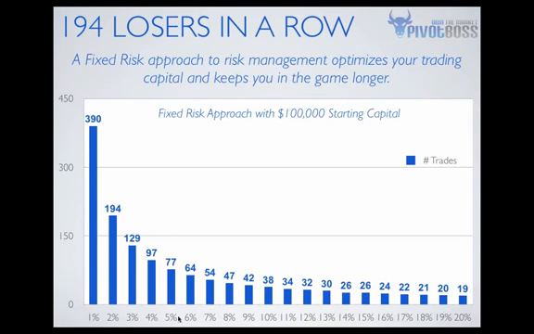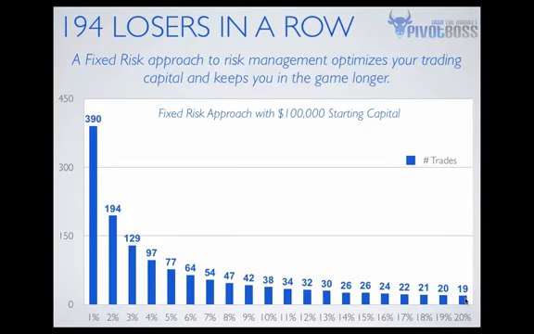5% is a huge amount to risk on one trade. And that drops you down to 77 in a row. Some people, me included at the beginning of my career, I would risk the entire account on one trade, basically, or half of the account. You can see here that if you risk 20%, 19 trades, you're done.